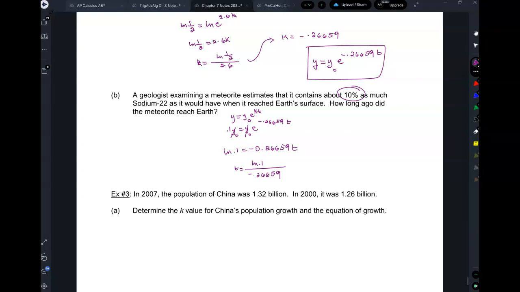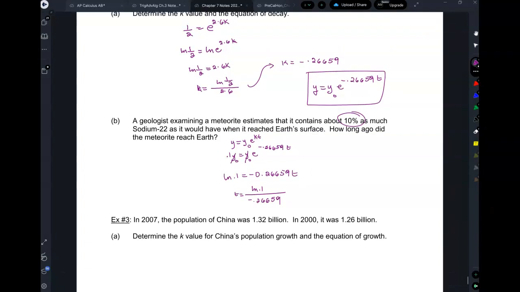Why is the number negative 0.26659, like, what is that? That was the K that we found in the first problem. Yeah, but what is that? That's the growth rate. That's the decay rate in this case. So this equation, y equals y naught e to the kt, right? Final amount, initial amount, rate, and time. So that's the rate at which the sodium is decaying. Then how does that relate to this?